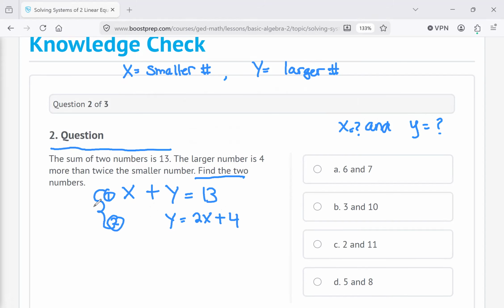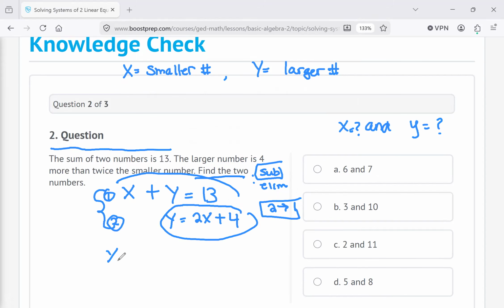Now ask yourself, how am I going to solve this? Am I going to do substitution or elimination? Well, one of the letters is by itself, so that's how I know I'm going to do substitution. I'm going to substitute equation 2 into equation 1. How do I do that? Imagine putting that back into the entire equation. We use equation 1, but replace this y with equation 2, or 2x plus 4, and that equals 13.